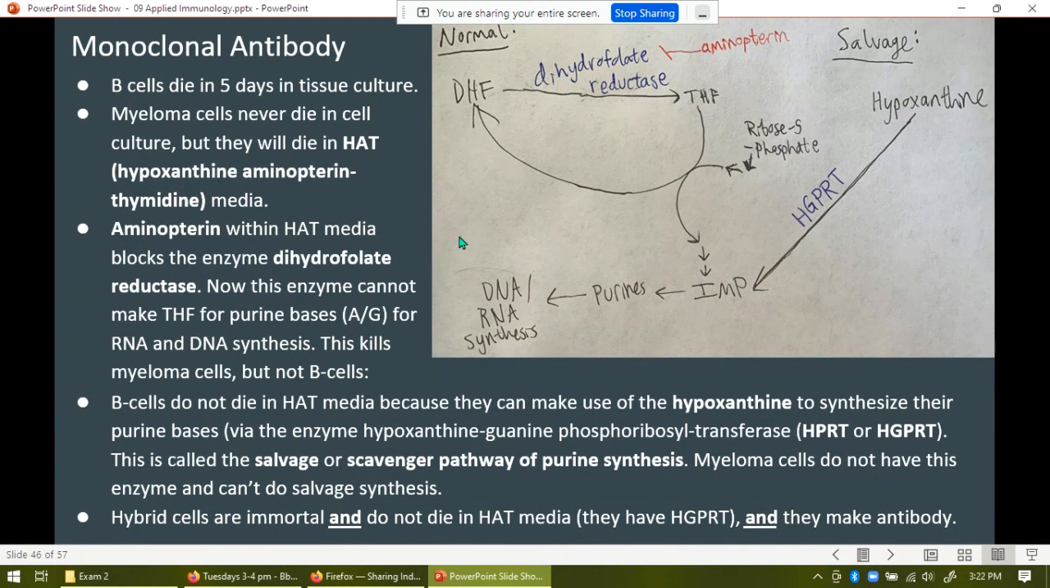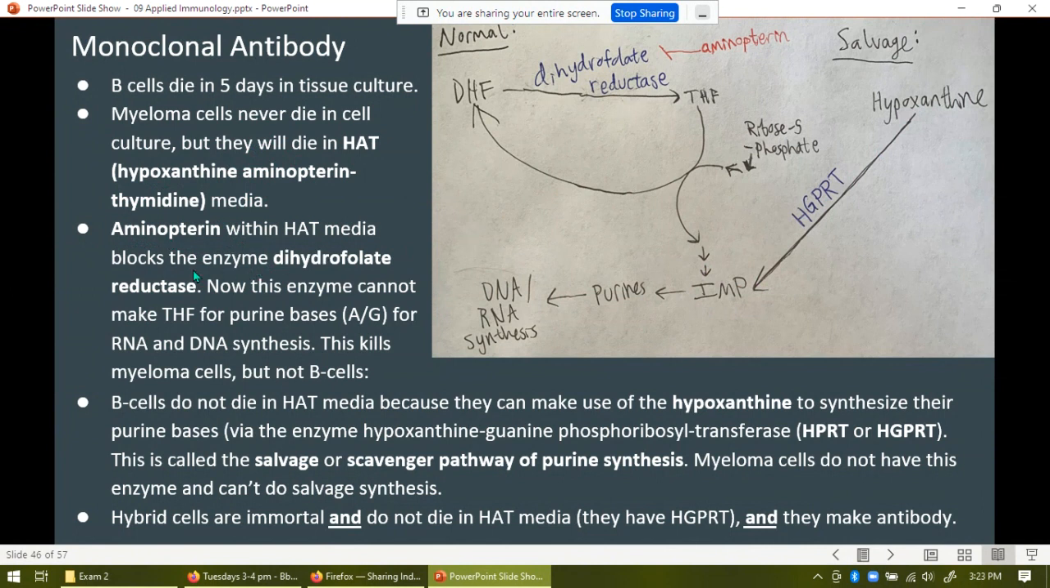Okay, so the HAT media is a weird thing, but this is what you use to select between hybridoma cells and myeloma cells. So you just add all of your potential fusion results into HAT media, and then you wait a week. Okay. Here's what happens while you're waiting that week for them to grow up in the HAT media.